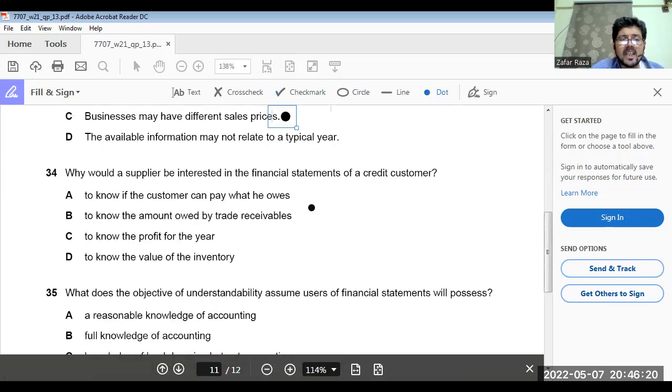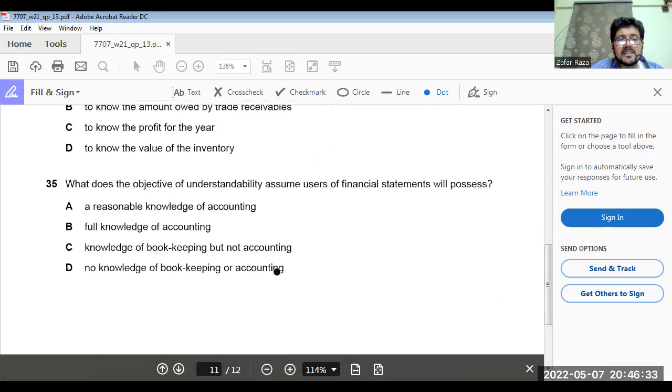Okay. Now, why would a supplier be interested in the financial statements of a credit customer? To know if the customer can pay what he owes. Simple. 35. What does the objective of financial statements assume the user will possess? Whenever we make financial statements, we always assume that all the users of financial information have a reasonable knowledge of it.